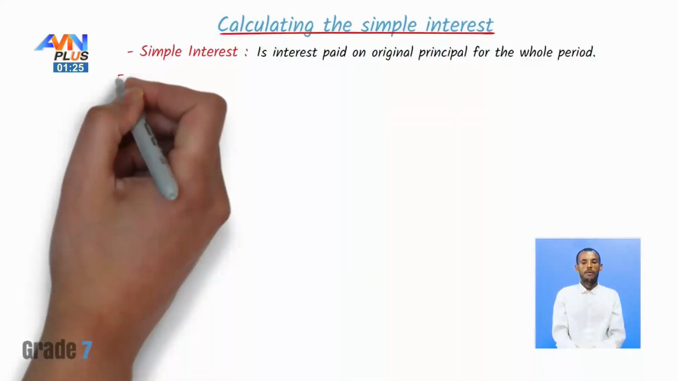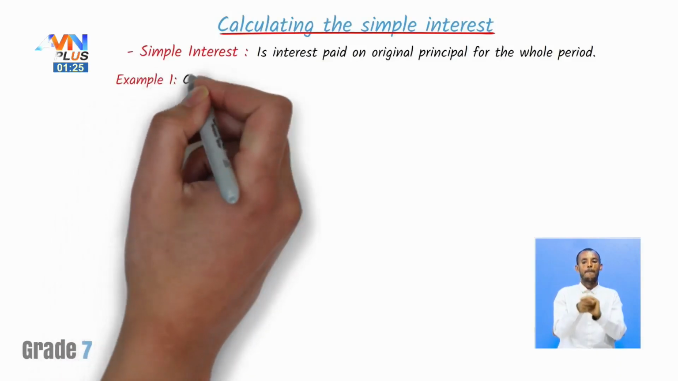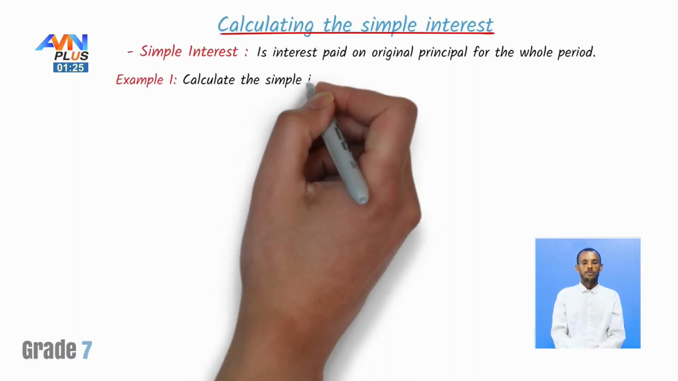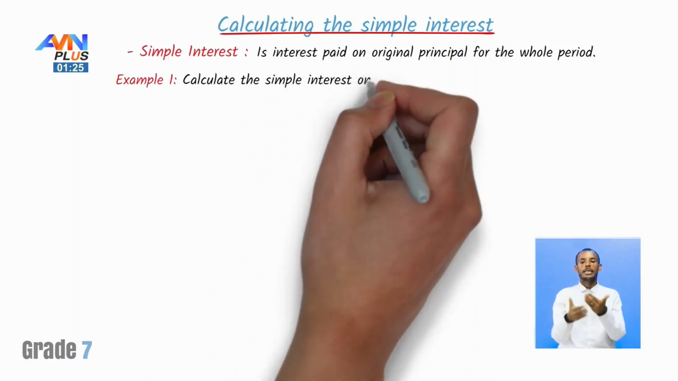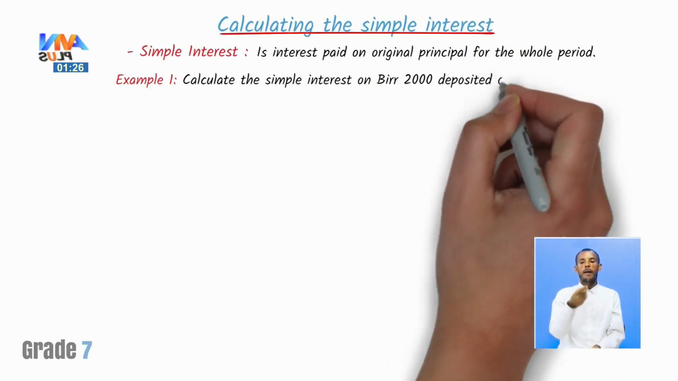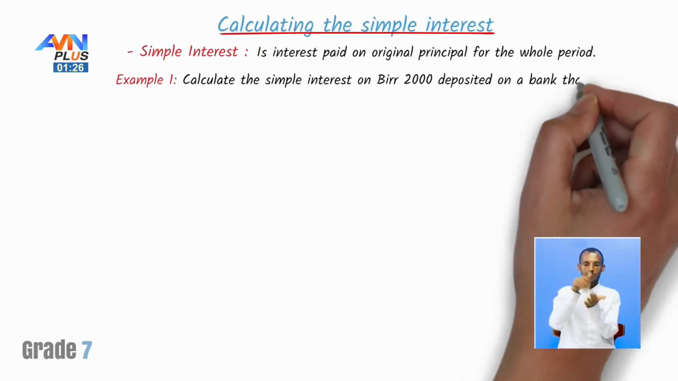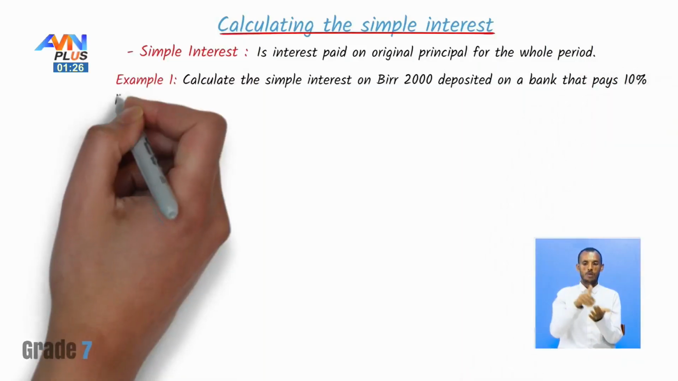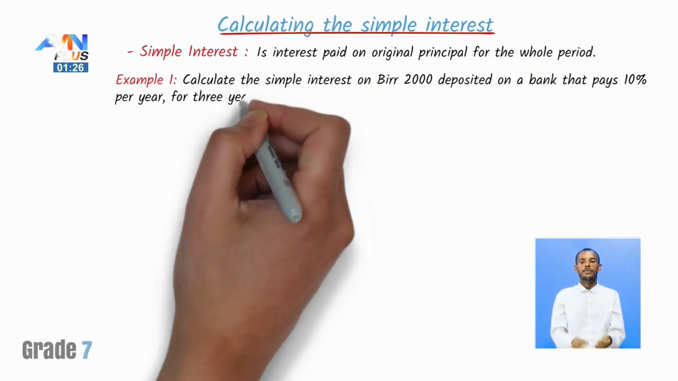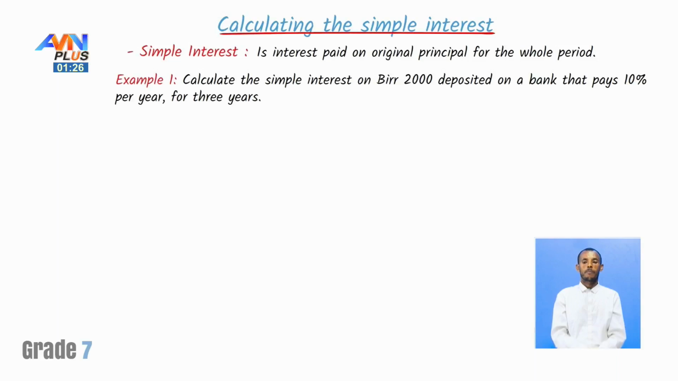Example 1. Calculate the simple interest on birr 2000 deposited in a bank that pays simple interest of 10% per year for 3 years.